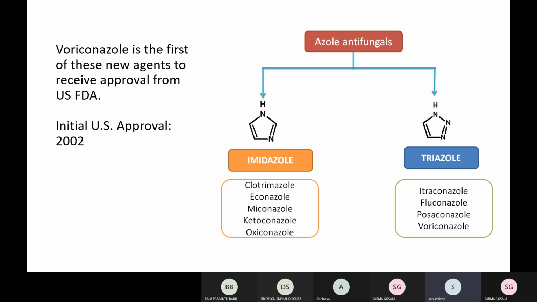On the right side, you can see the two broad categories of azole antifungals, imidazoles and triazoles. We are much aware about clotrimazole, econazole, miconazole, which are mainly used as topical applications, and ketoconazole, which we used to prescribe previously for fungal infections, both topical as well as systemic up to some extent. The triazoles, fluconazole, itraconazole, which we are aware of. The newer ones are posaconazole, ravuconazole, and voriconazole.